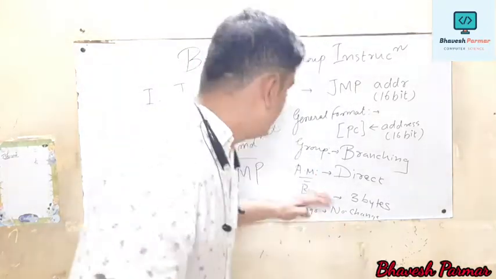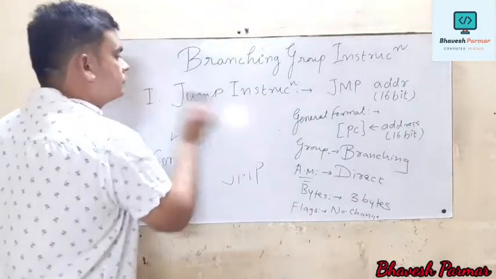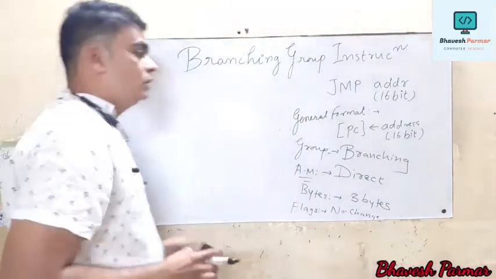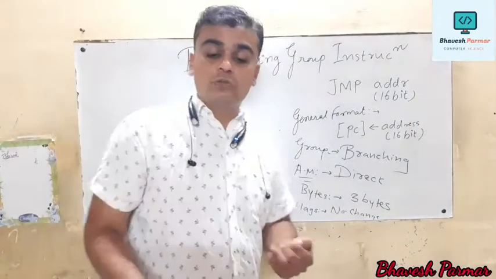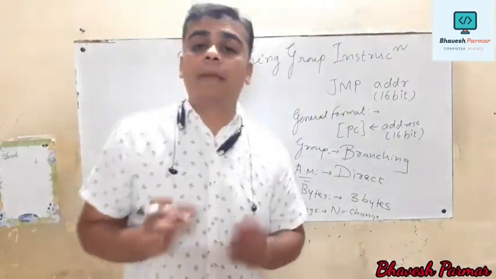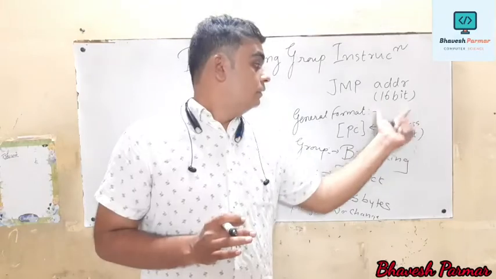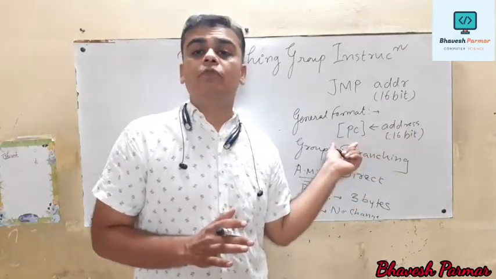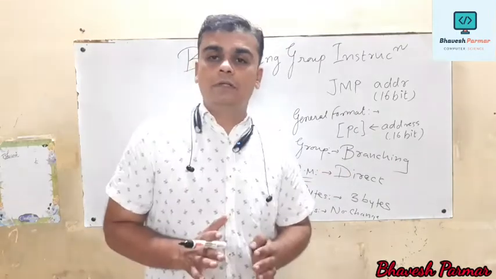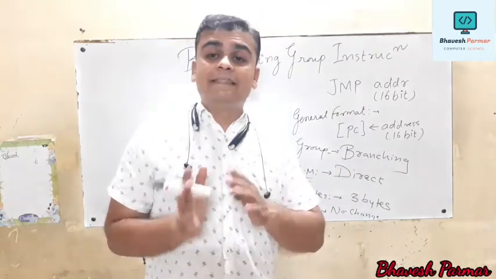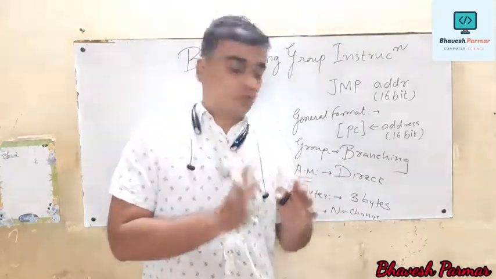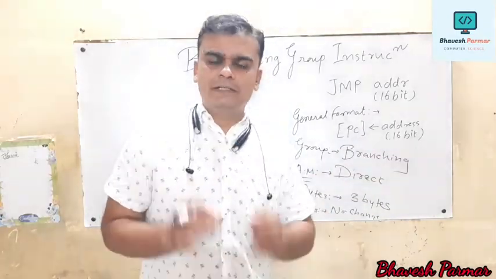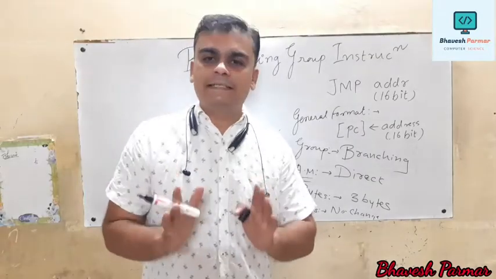Afterwards, our next point is explanation. How do we write the explanation? When this instruction is executed by the microprocessor, the address given in the instruction directly moves to the program counter, and the program counter executes the instruction stored at that particular address. How does it get executed? I will show you with an example.